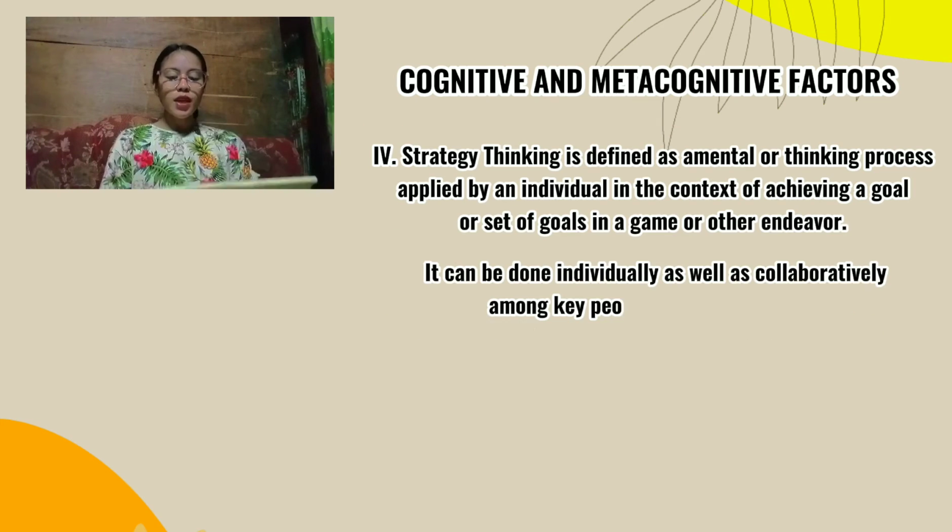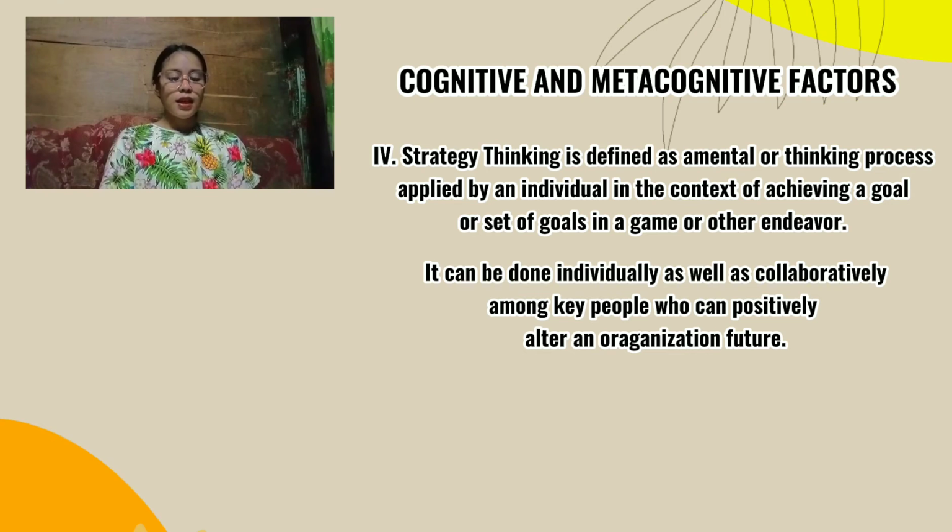Number 4, strategic thinking, which means strategic thinking is defined as a mental or thinking process applied by an individual in the context of achieving a goal or set of goals in a game or other endeavor. It can be done individually as well as collaboratively among the key people who can positively alter an organization by the future.